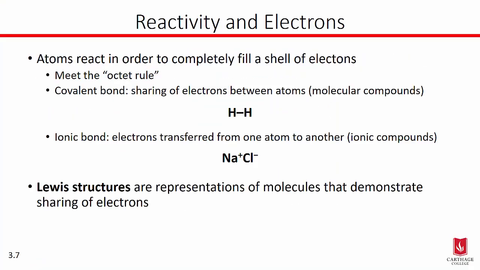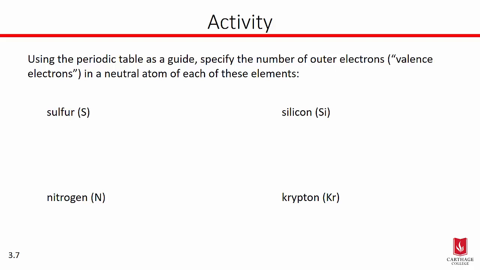Let me go back here. So we got 6 valence electrons for sulfur. You can do the same thing for silicon. You'll find out that it's right below carbon. It has 4 valence electrons. Nitrogen is in the 5th column, so it has 5 valence electrons. And then krypton is one of those noble gases. It's all the way to the right-hand side, so it's going to have 8 valence electrons.